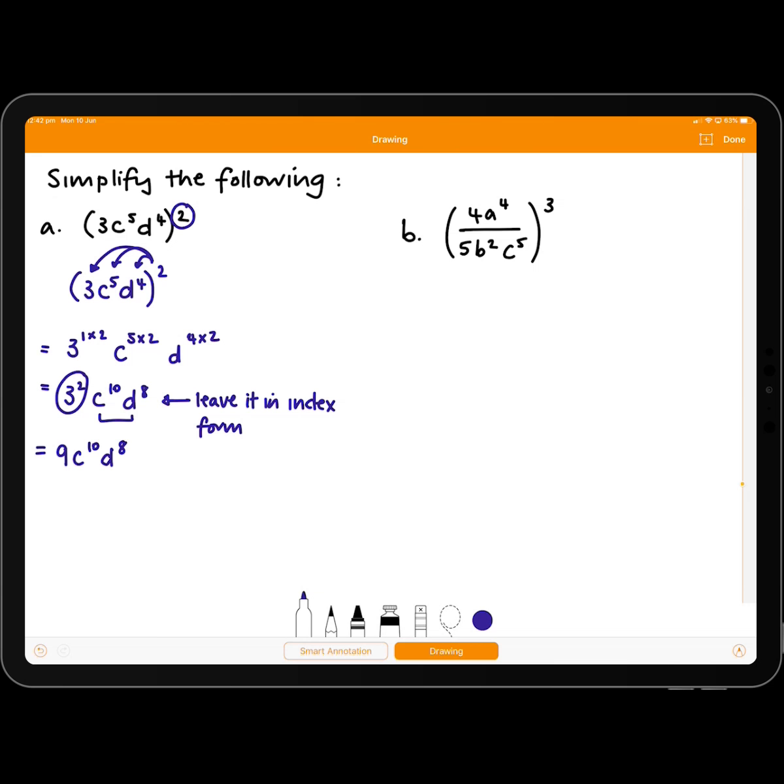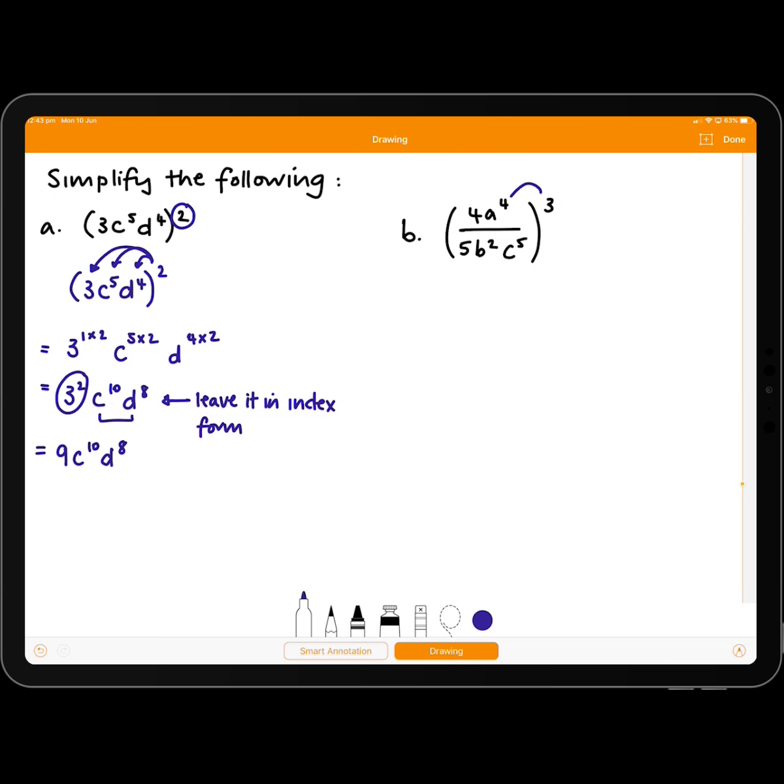Now, let's look at our other question. We've got 4a to the power of 4 divided by 5b to the power of 2 times c to the power of 5. All of this is raised to the power of 3. So again, we do what we did in the first example. We raise every single number or variable in the bracket to that power of 3.